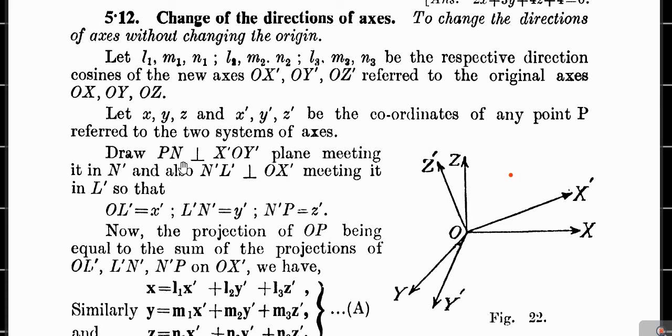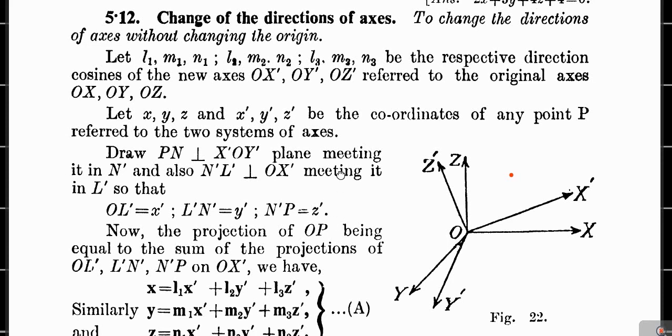Next, from the point P, we will draw the perpendicular PN on the plane X dash O Y dash, meeting it in N dash, so that the distance is PN dash. Then OL dash will be equal to x dash and L dash N dash will be equal to y dash, as well as N dash P will be equal to z dash.